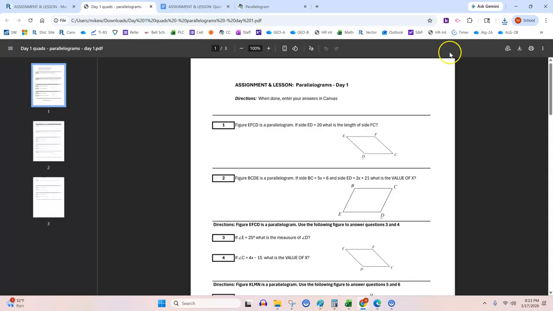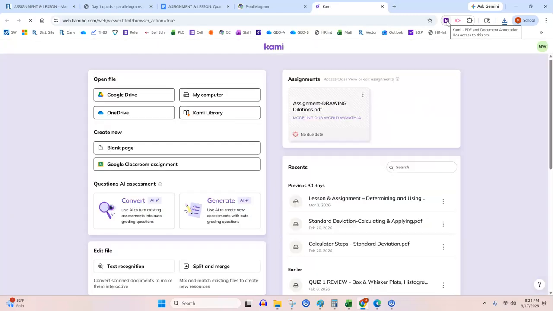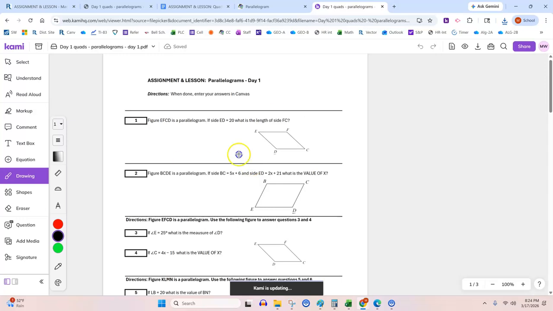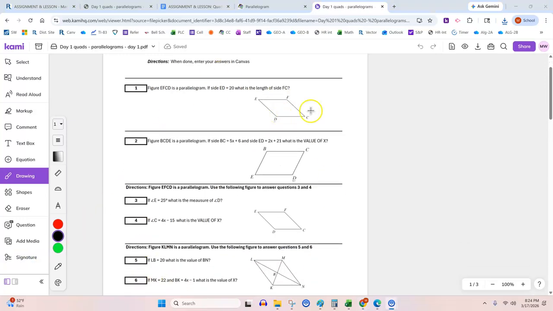And then when you open it, if you want to make notes on it, you can click on Kami like that. Okay, and then you should be able to find it on your computer. So when you open it, you should be able to see it in Kami. Okay, and then you can take notes.